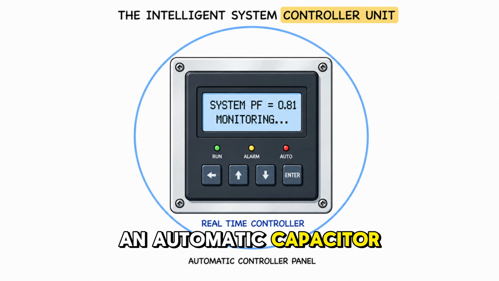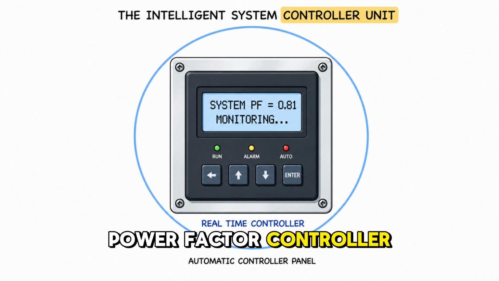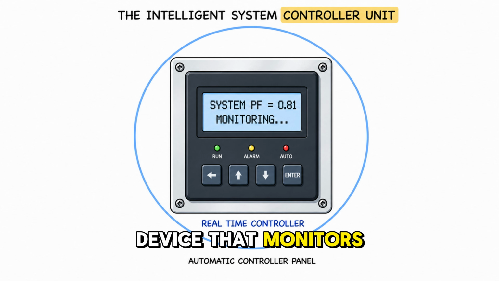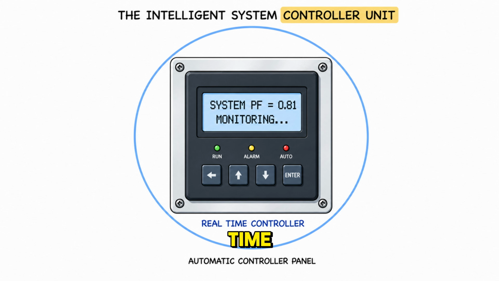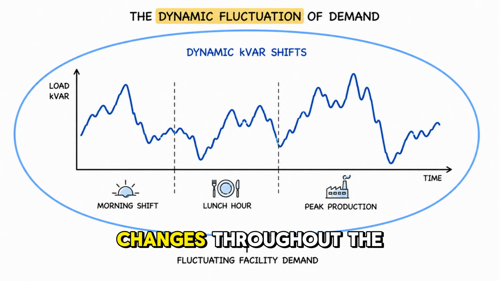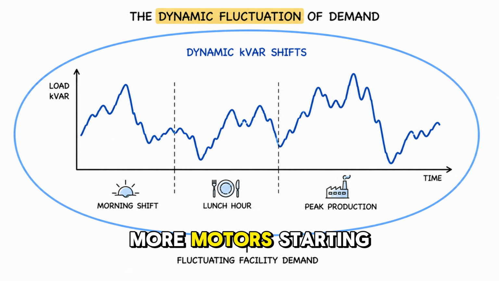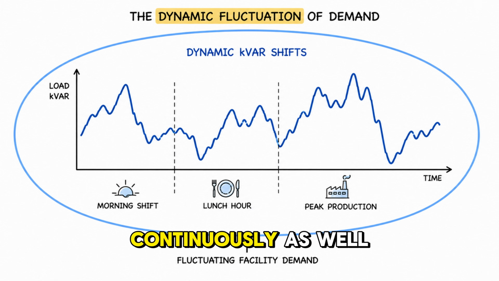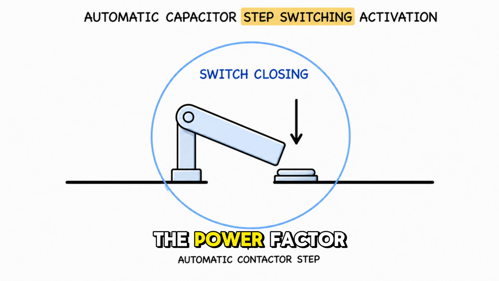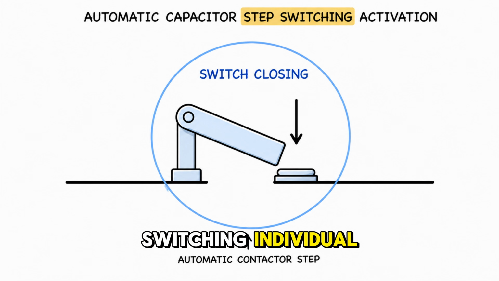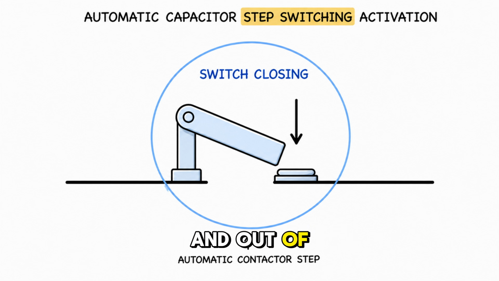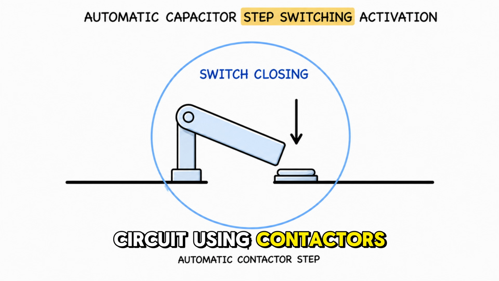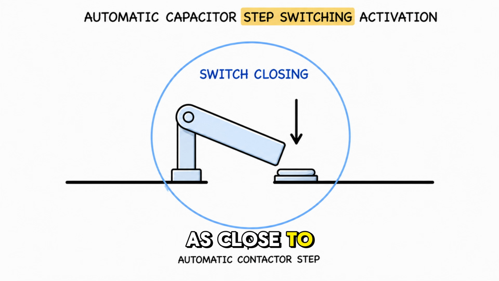An automatic capacitor bank uses a power factor controller, a small electronic device that monitors the power factor of the supply in real time. As the factory load changes throughout the day, more motors starting in the morning, some shutting down at lunch, peak production in the afternoon, the reactive power demand changes continuously as well. The power factor controller responds by switching individual capacitor steps in and out of circuit using contactors, keeping power factor as close to the target value as possible at all times.